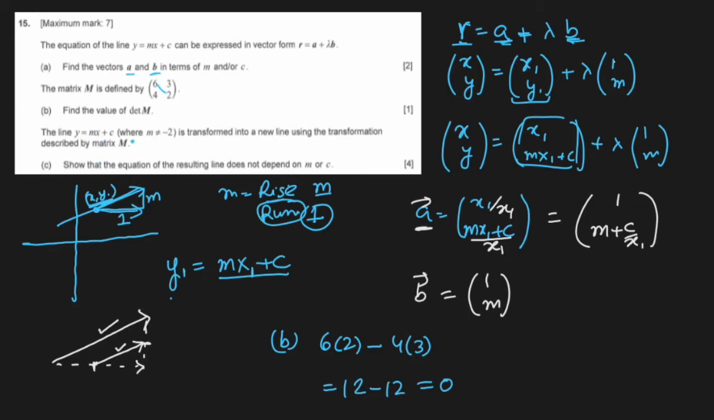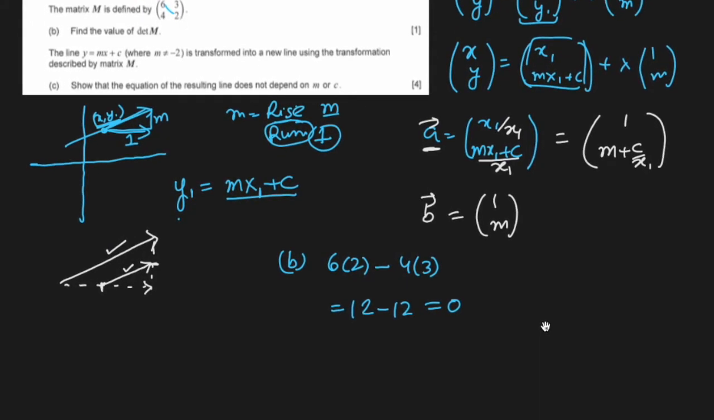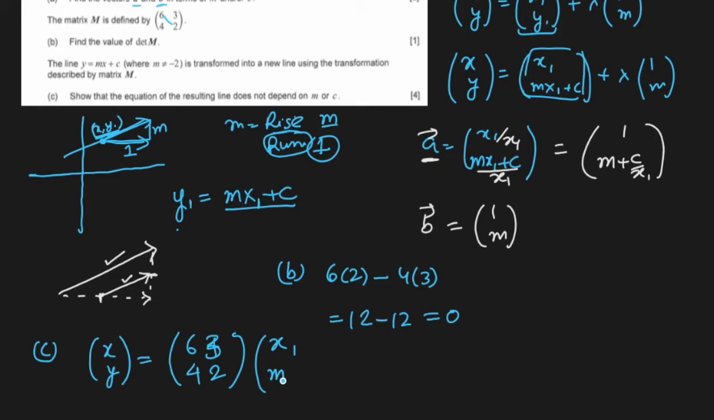The line y equals mx plus c, where m is not negative 2, is transformed into a new line using the transformation, the one they gave us, 6 4 3 2. Show that the equation of the resulting line does not depend on m or c. So x, y is any point and it is transformed, the original point is transformed through this matrix, and the original one I'm taking again as x1 and mx1 plus c.